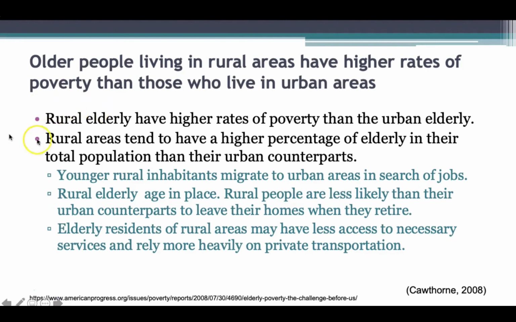And something else that Abramson doesn't really talk about, but there are extra challenges in rural areas. For one thing, you have fewer jobs available. You have younger people leaving the area to find jobs in other places. And again, several other factors that make it sometimes challenging for older people to survive in rural areas.